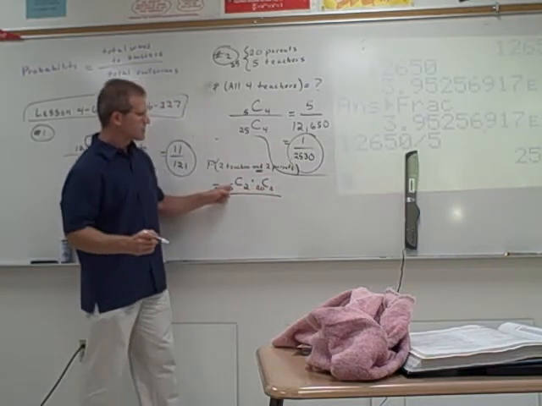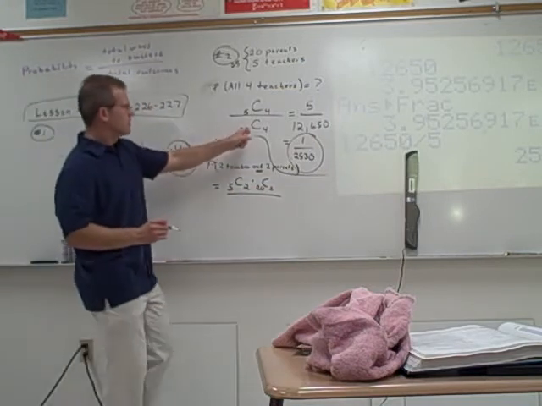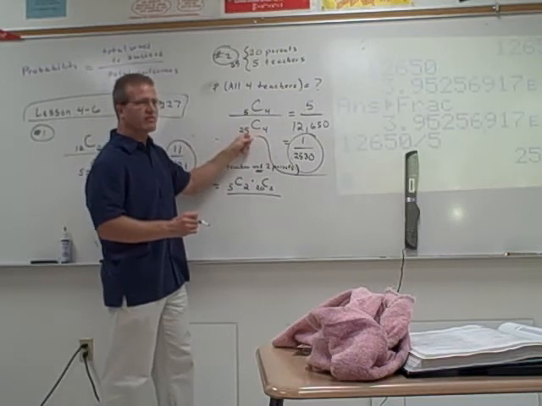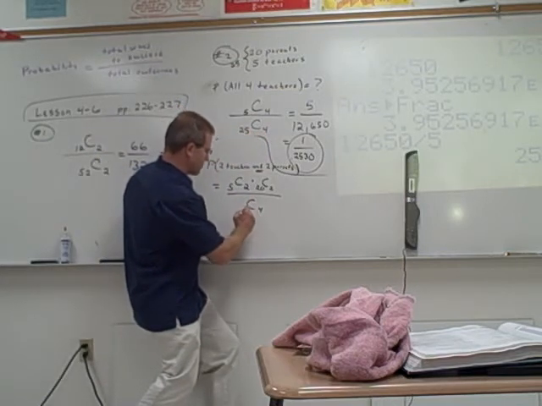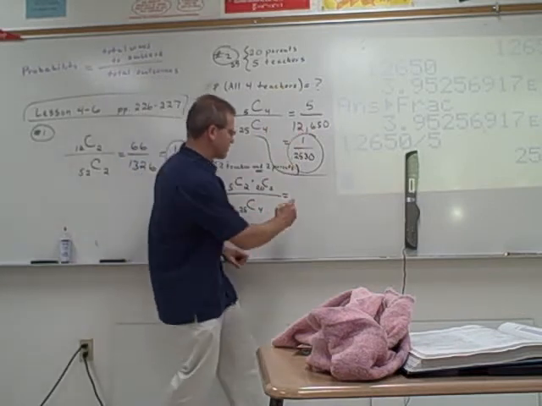That's the total ways you can succeed. Then you're going to divide by the total outcomes. You're still choosing 4 out of 25. And we know that answer already, right? That answer is 12,650.